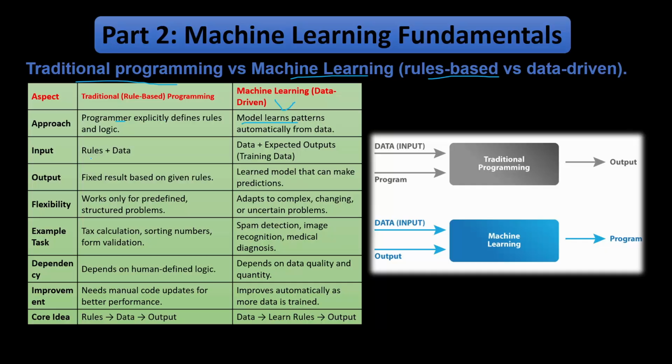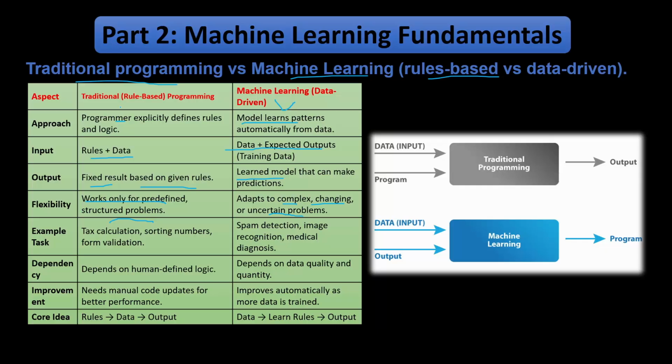In traditional programming, input is rules and data, while in machine learning, input is data plus output, the expected output, which is the training process. In traditional programming, output is a fixed result based on given rules, while in machine learning, we get a trained model that can make predictions or make decisions. Traditional programming only works for predefined structured problems, while ML has the ability to adapt to complex, changing, or uncertain problems.